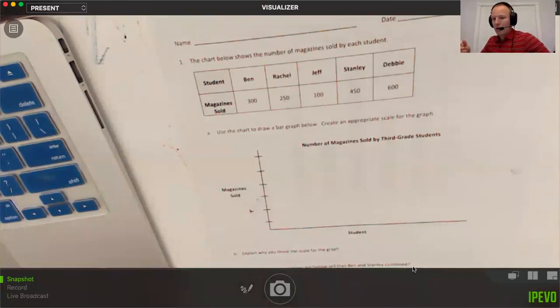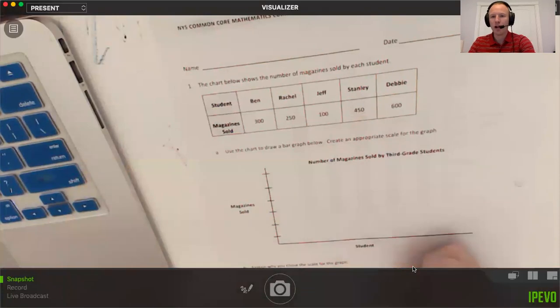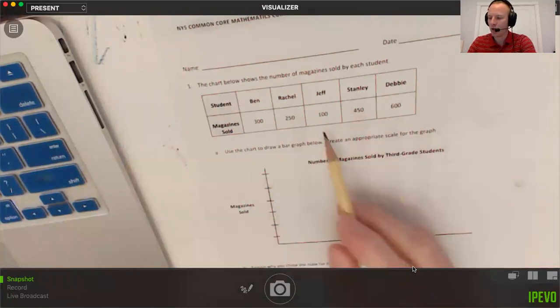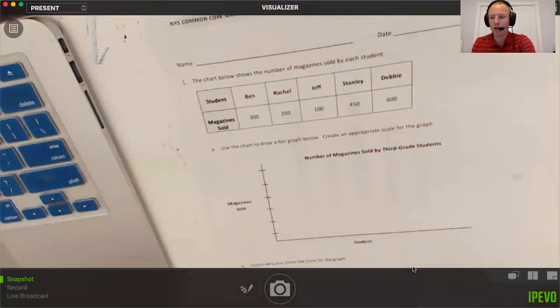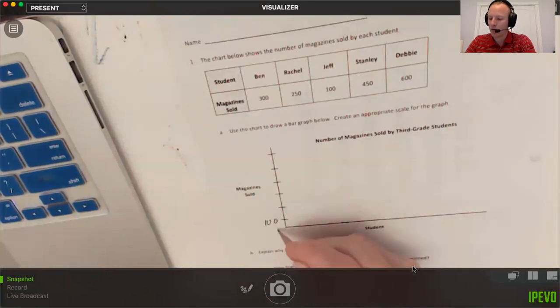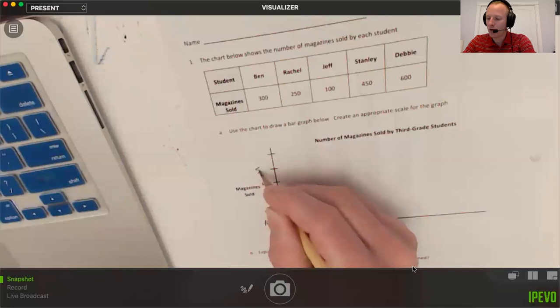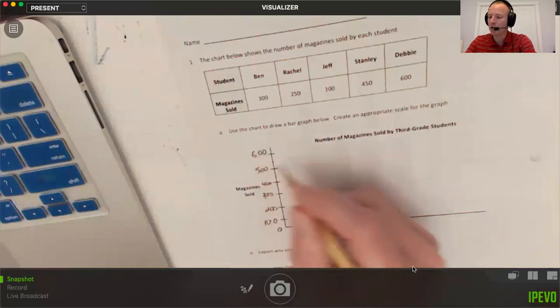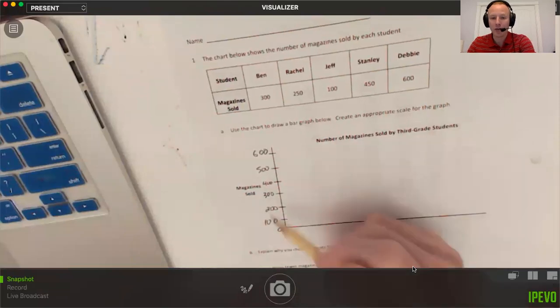All right, so we need to look at the numbers we have here, and we have to decide what we should use. So we go from 100 to 600. If I counted by hundreds, 100, 200, 300, 400, 500, 600, that would work, right? If I started with 0, 100, 200, 300, 400, 500, 600, I could fit all of these numbers onto my bar graph, and I can if I count by hundreds.